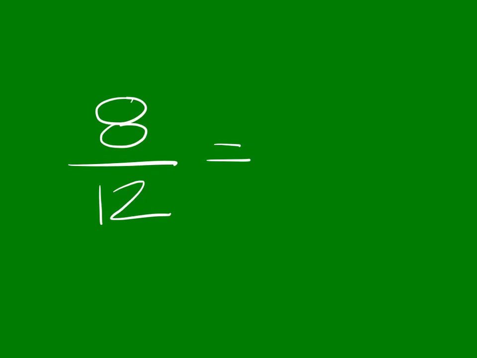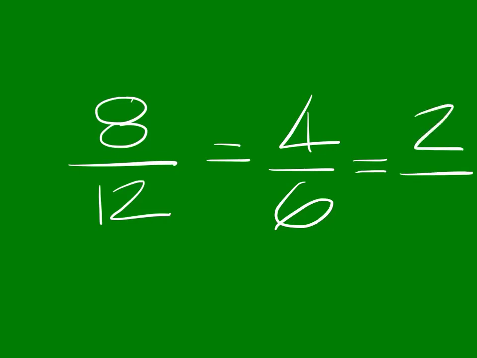4 over 6 is equal to 8 over 12, but it can still be reduced. 2. 2/3. So when you divided by 2 here, can that be reduced too? No. 2 over 3 can't be reduced.